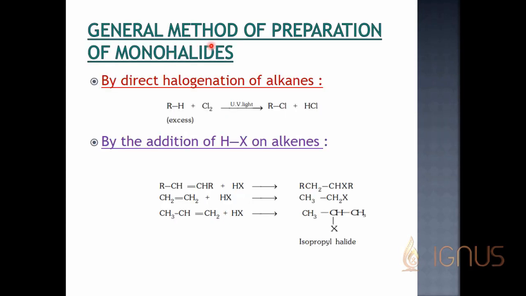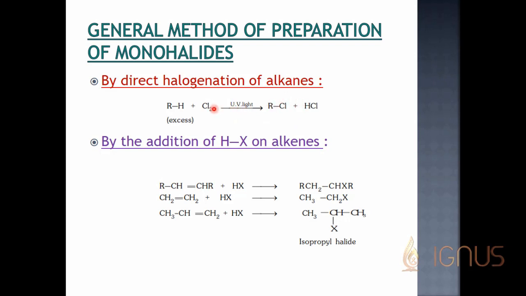General method of preparation of monohalides. In the present chapter, we will be discussing only monohalides. And the first method for the preparation of monohalide is by direct halogenation of alkanes. Here, direct halogenation is done in presence of UV light or sunlight. And here, the alkane is made to react with halogens in presence of UV light. Hence, you will get alkyl halide as the product.